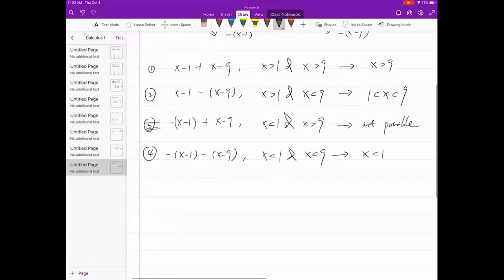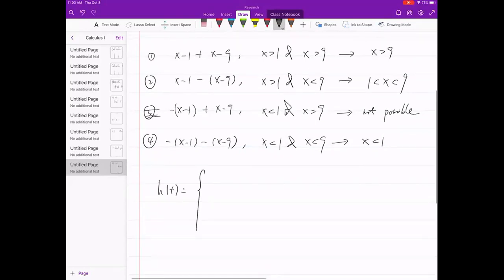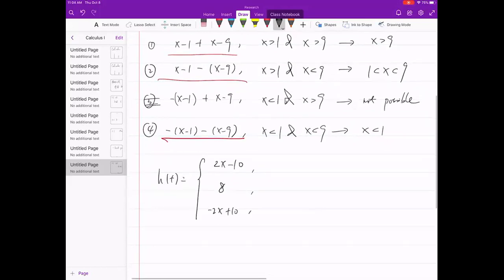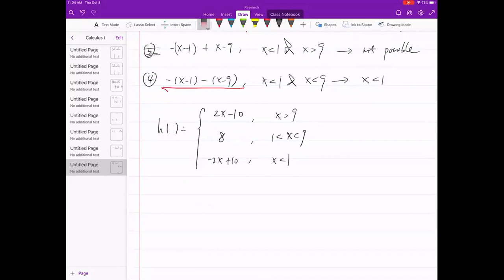With that in mind, now you can write down the whole function. You have three possible formulas. The first one is 2x minus 10 coming from this. The second one comes from this. You can do the verification. It's going to be 8. And the third one comes from this. It's going to be negative 2x plus 10. And then this works for x bigger than 9. And this works for x is less than 1. This is x. Sounds good?